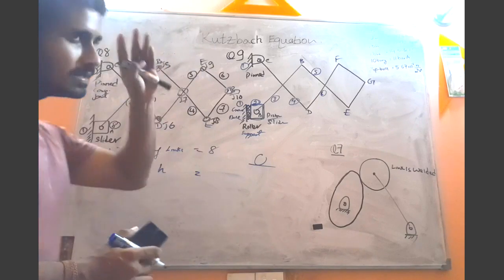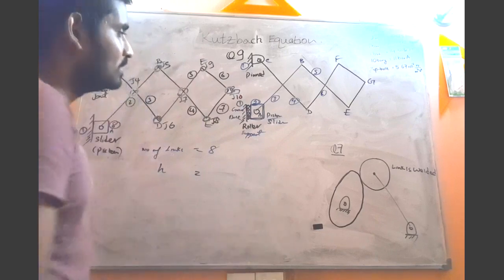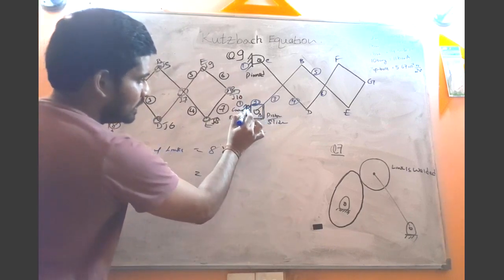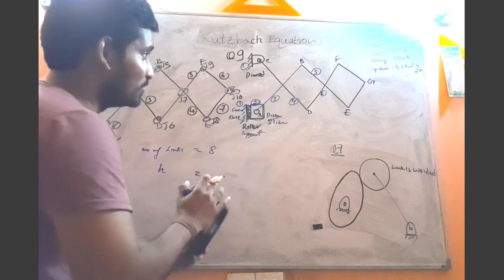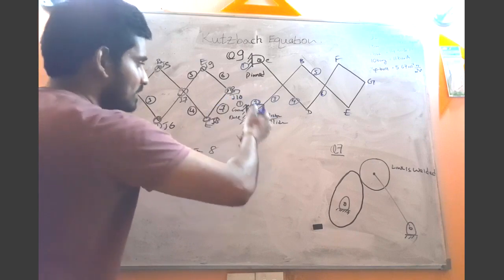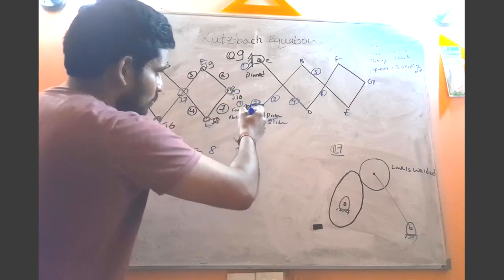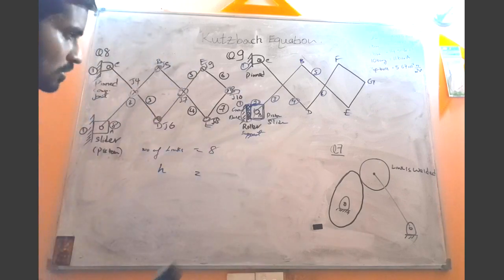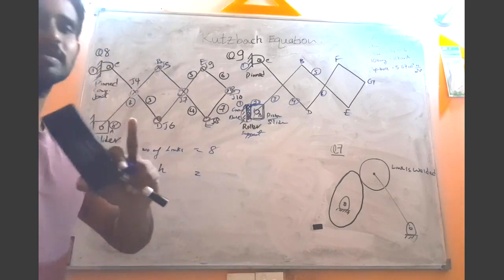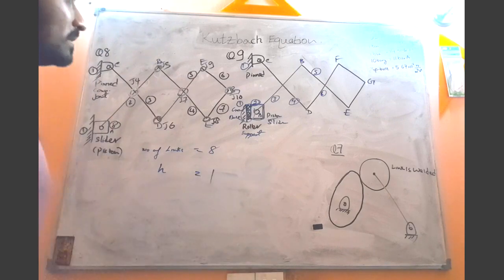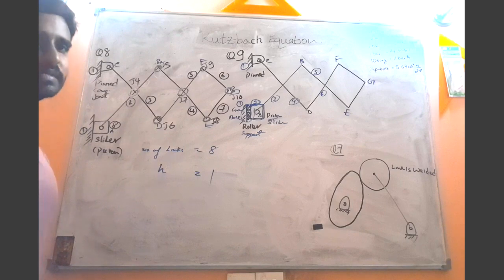Do we have any other higher pairs? No. Here we have many different rollers, 1, 2, 3 like that, but we are not going to say higher pair 1, 2, 3, 4 like that. This entire roller support we take as 1. That means we have one higher pair. That is the point you have to understand, right?